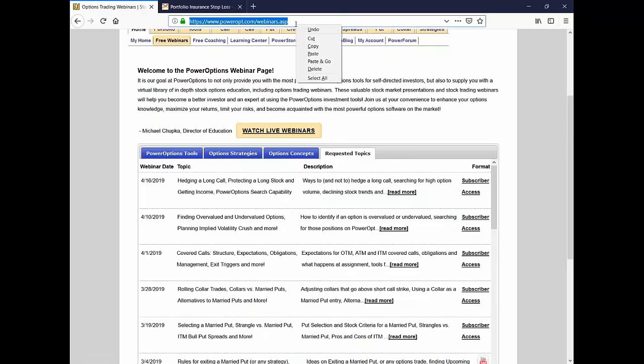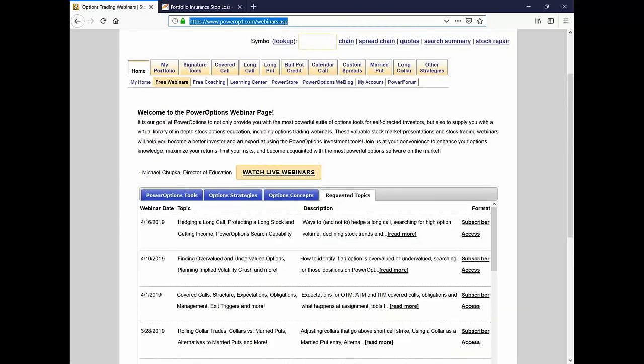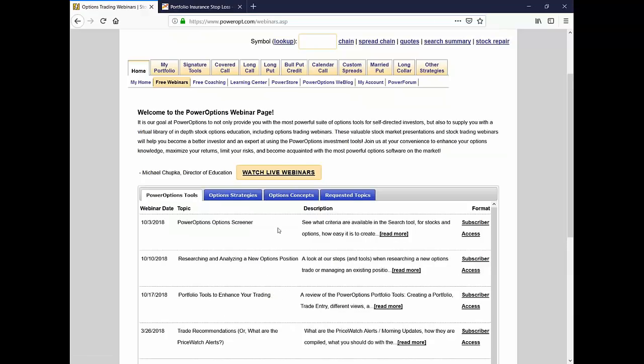This is a public page, powerop.com/webinars.asp. You can access it at any time without even being logged into your PowerOptions account, or if you're even considering a trial and want to review what the tools can do for you, you can access these at any time.